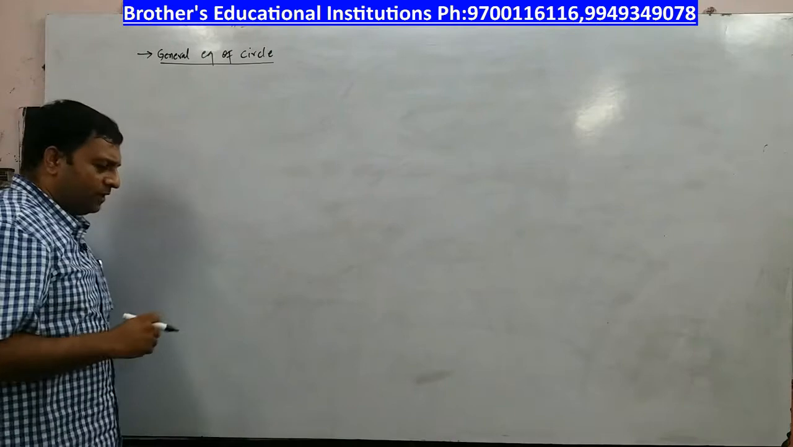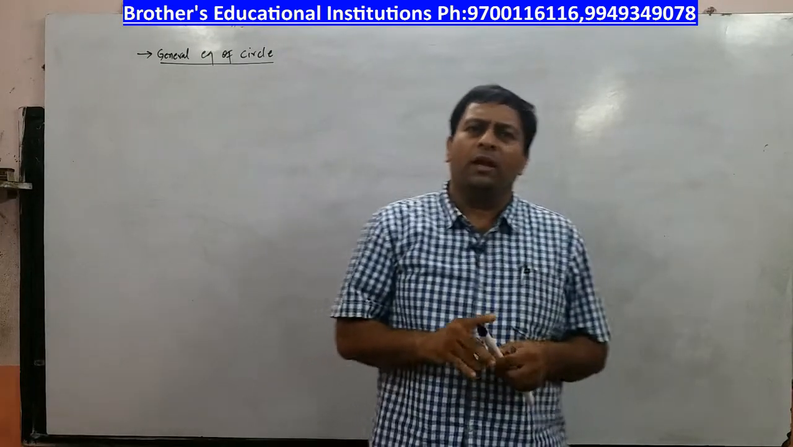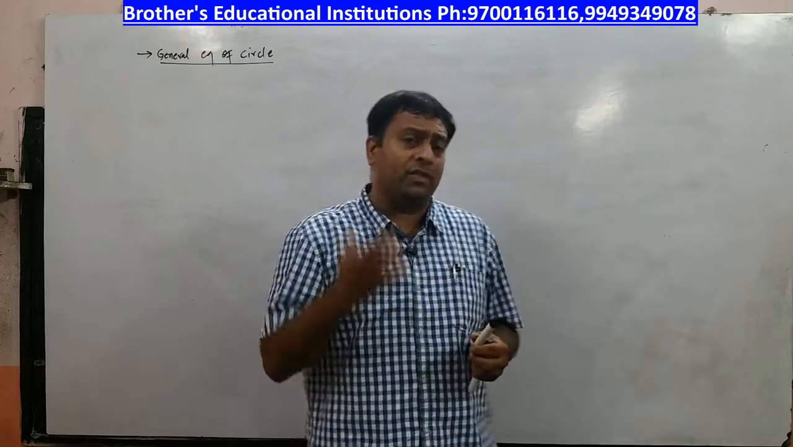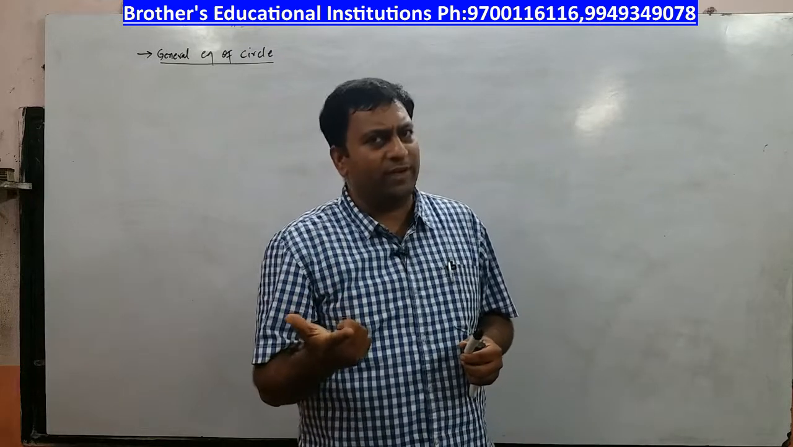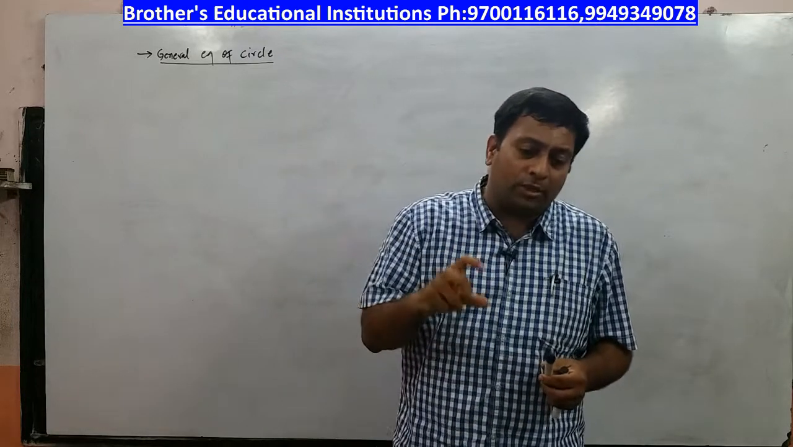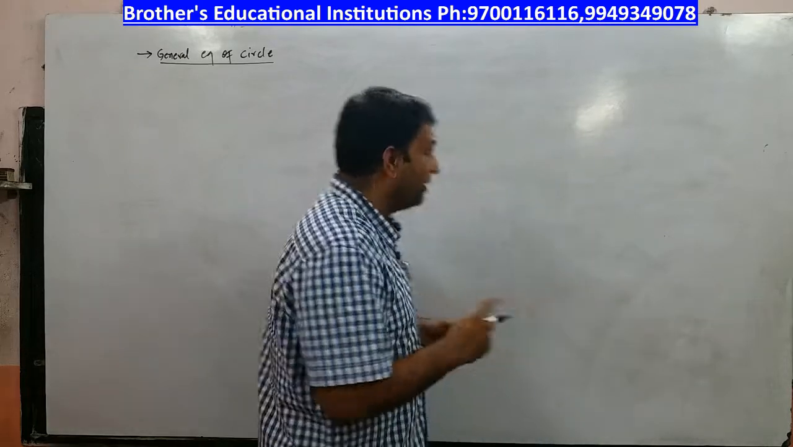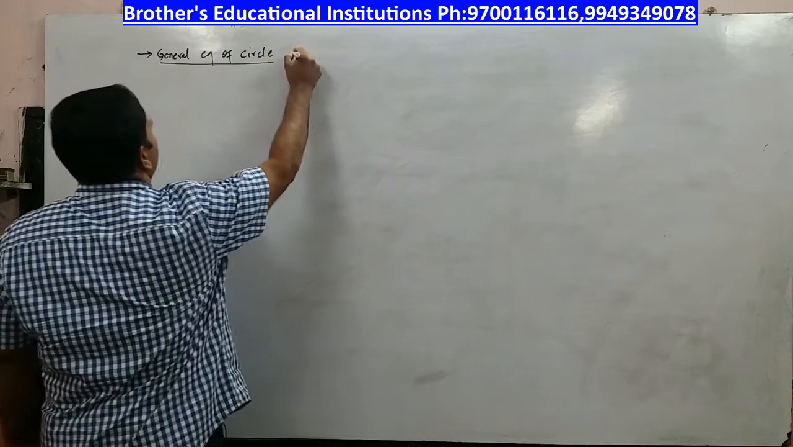General equation of circle. So you have noted down what the conditions are which are required so that you can call a second degree non-homogeneous general equation an equation of circle. Coefficient of x square is equal to coefficient of y square and coefficient of xy is equal to 0. Primary conditions. Now taking these two primary conditions, we are going to write the general equation of circle.